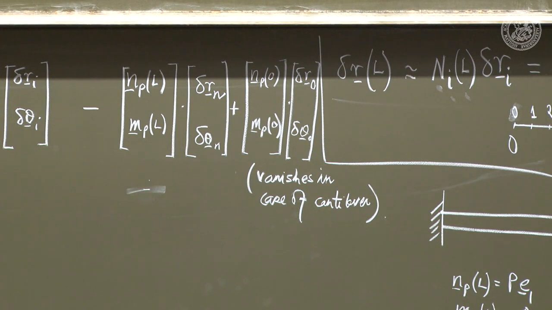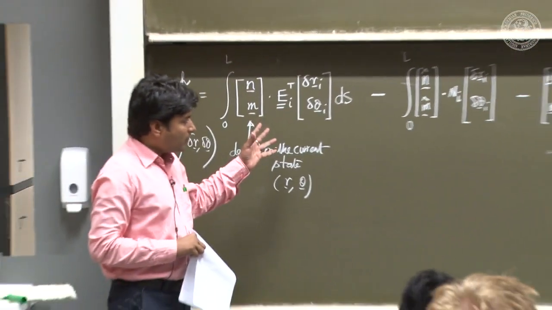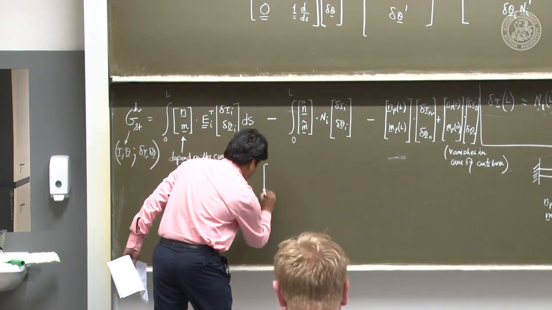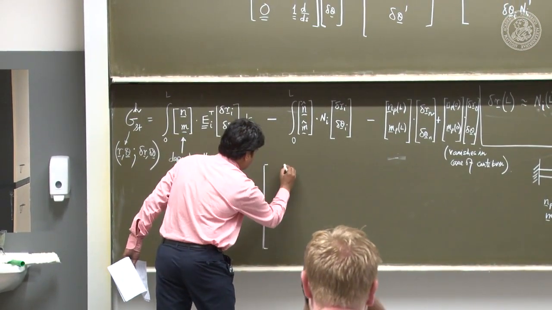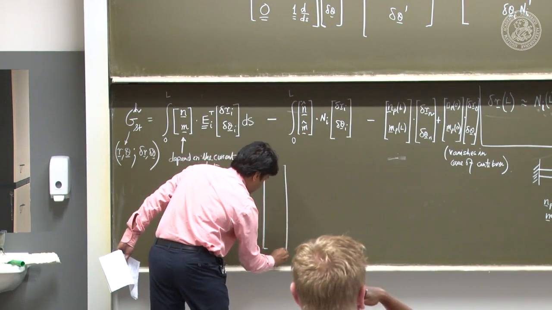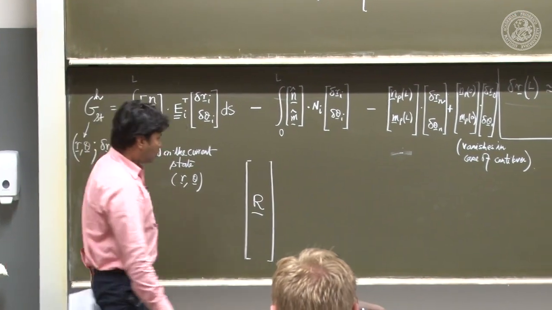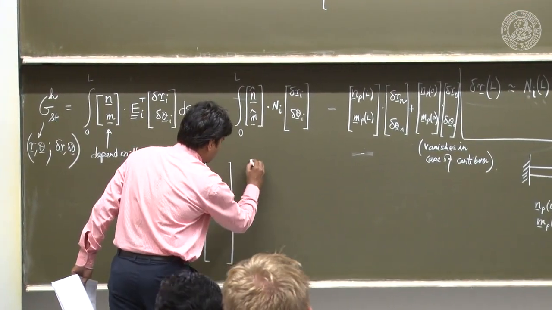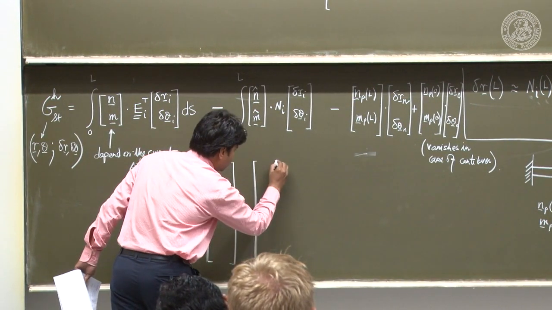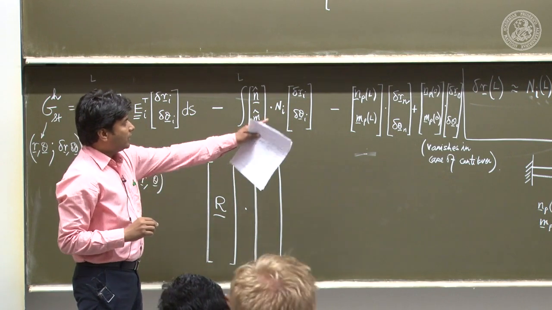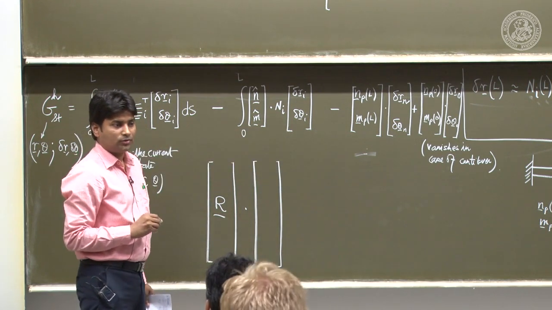All right. So, that is your discretized weak form. Now, I would like to write it as some global vector, we call it a global vector big R for residual, dotted with the vector of the variations at each of the nodes.